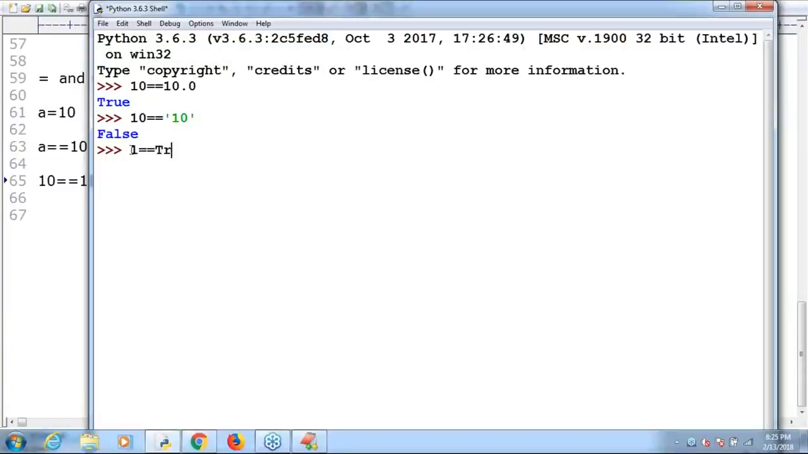Based on this, I'm taking 1 double equal to true. Can you please tell what the answer is now? This analysis must be required. 1 double equal to true, what is the answer? True. The reason is that Boolean is compatible with int, because internally it is treated as 1. That's why the output by default is true.